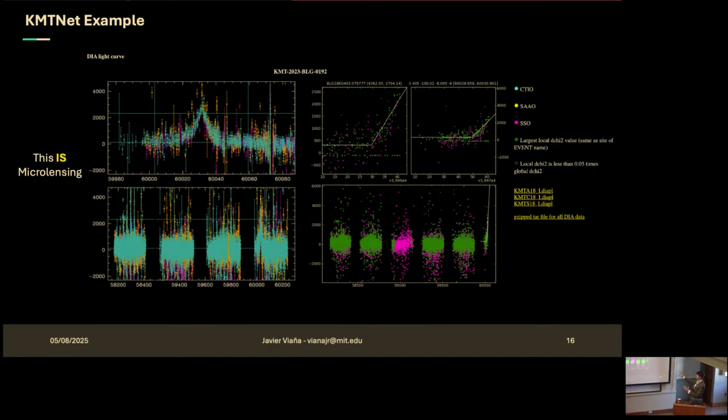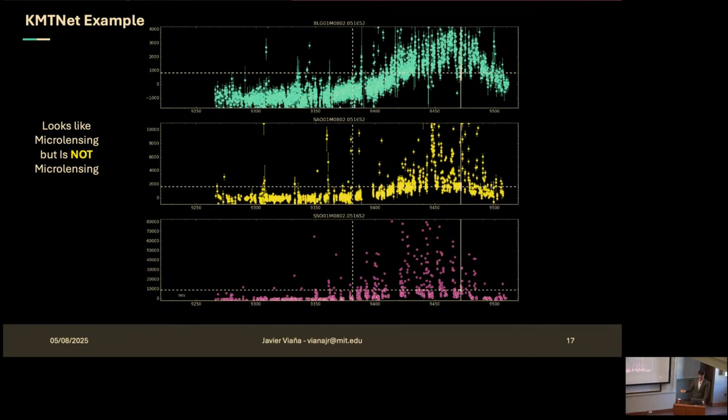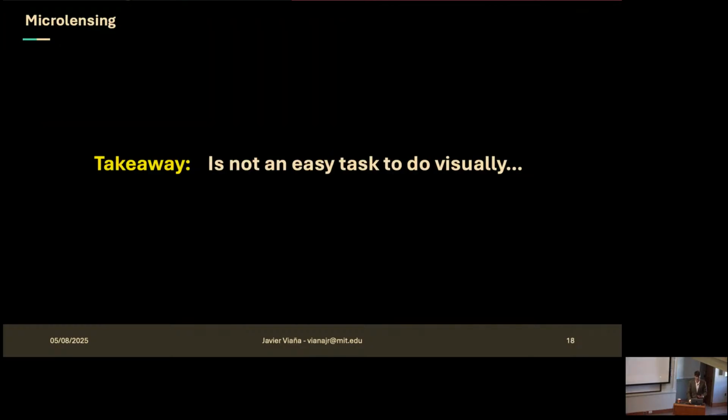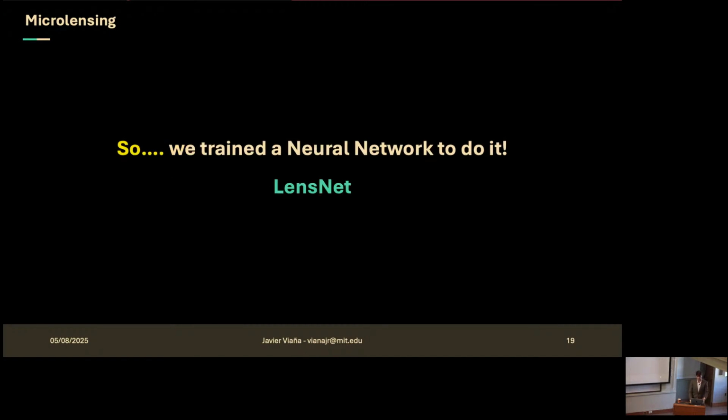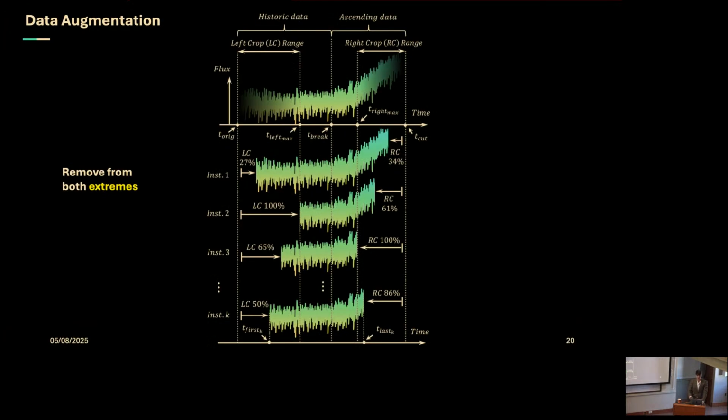We have the information from the right to make the decision in real time whether this is a microlensing or not. We don't have the entire event. That's very important because it's much easier once it's finished to classify it. This is not a microlensing event, for example. So someone theoretically could look at it and say that it could be, but there are reasons why it's not, and it's not an easy thing to do. It's not just a Gaussian-shaped curve that could be a microlensing. The takeaway is that it's not easy to do visually. And for that matter, we trained a neural network to do it. So before we trained it, we decided to augment the data in a certain way.